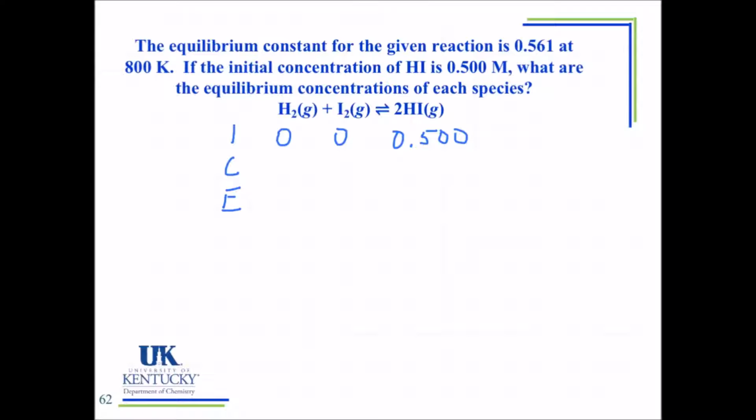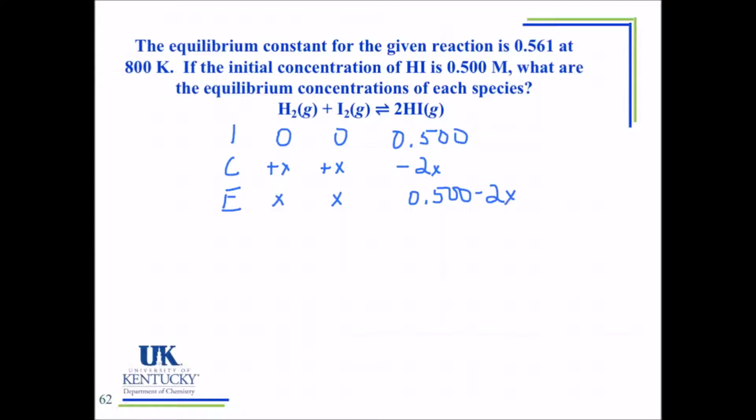We'll still be gaining H2, so plus X, and gaining I2, so plus X there as well. On the HI, we'll be losing HI, but we have to put minus 2X because if we look at the coefficients in our balanced chemical equation, we see that we have a coefficient of 2 in front of the HI. Our equilibrium row is simply the sum of the initial and change rows, so we have X, X, and 0.500 minus 2X.